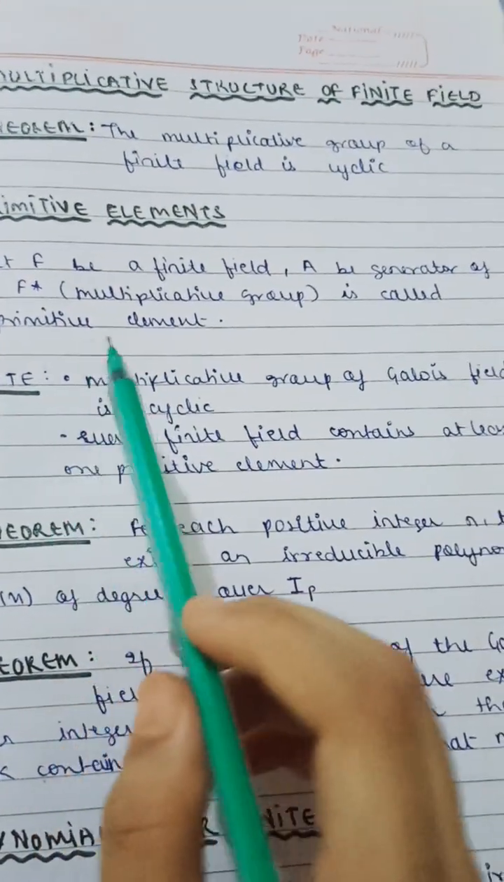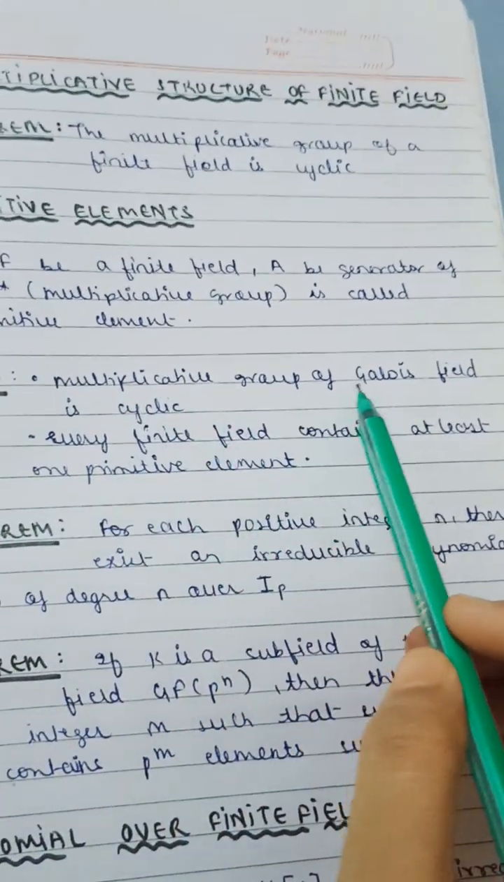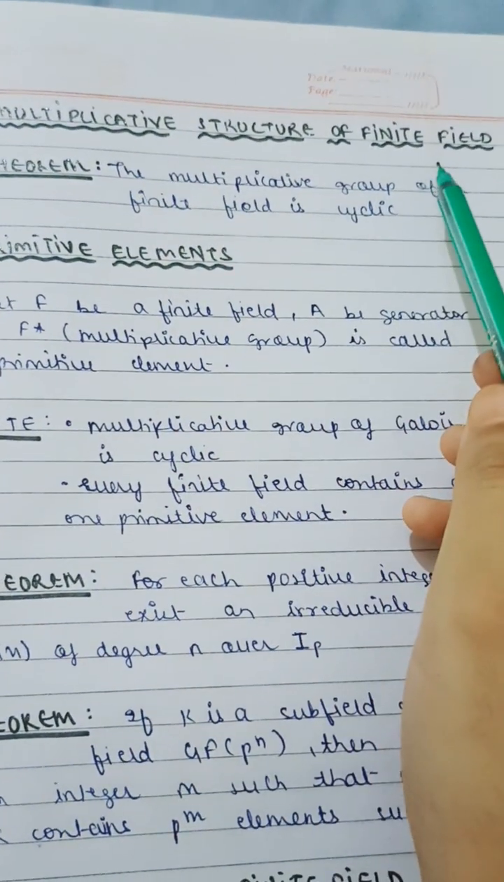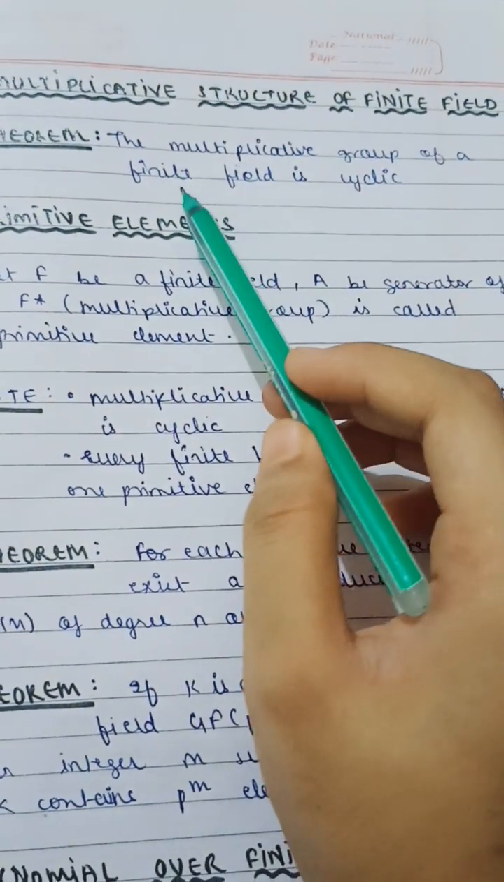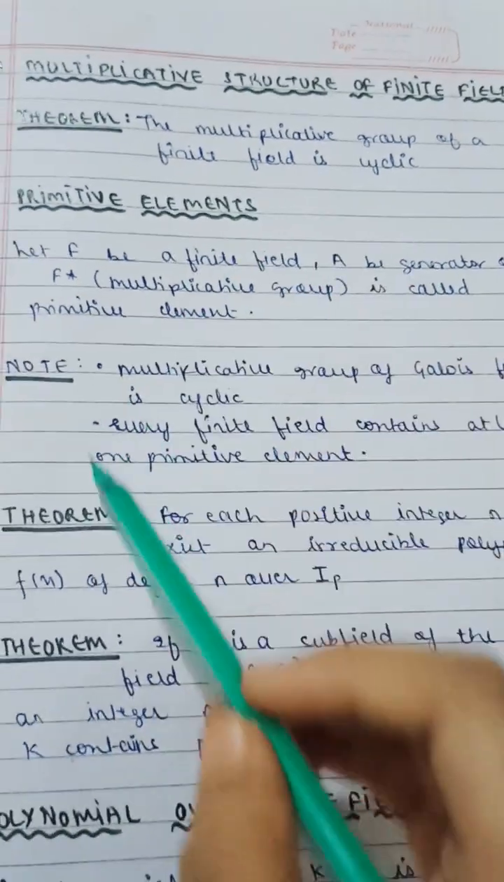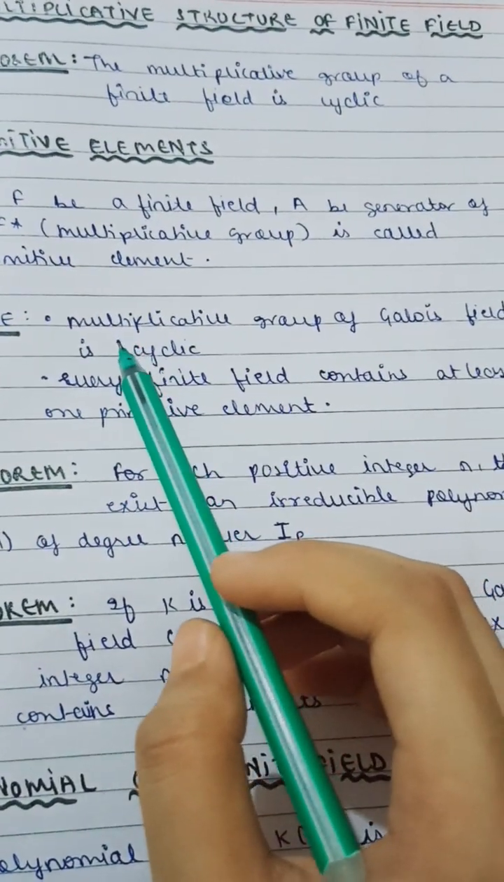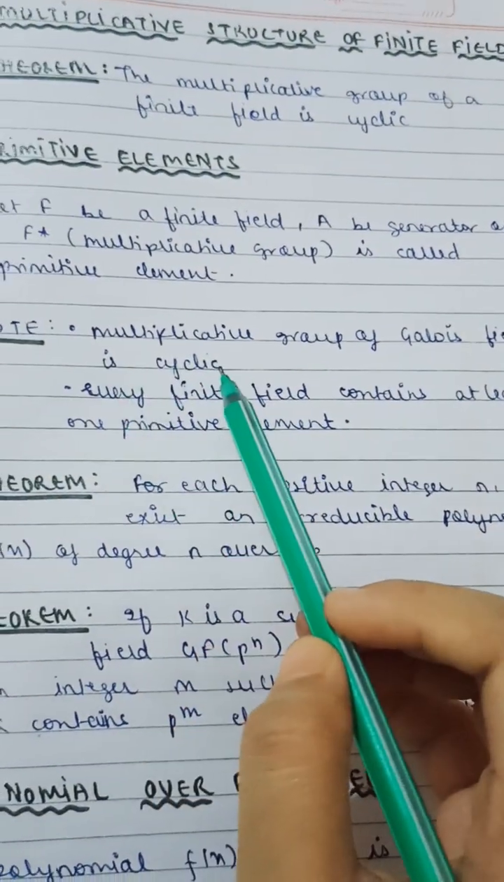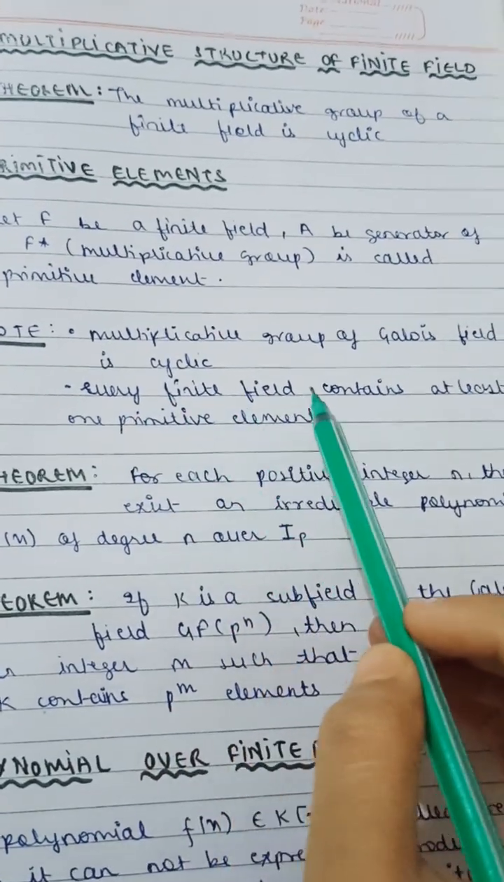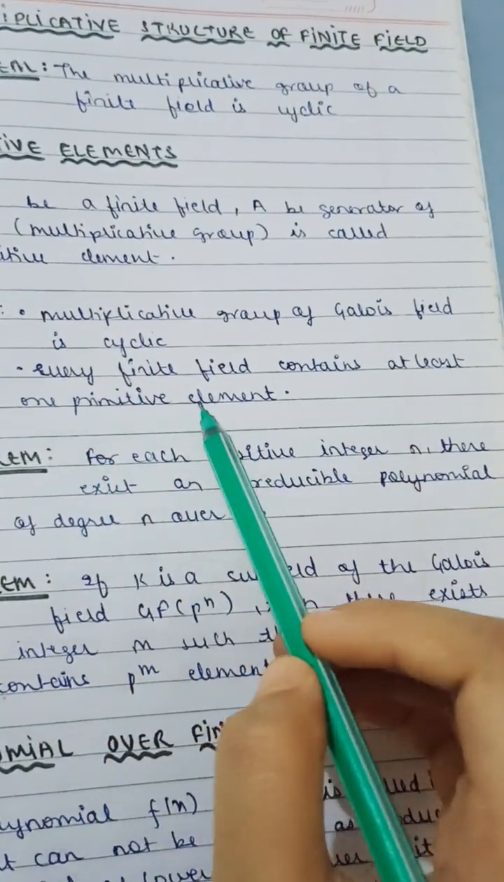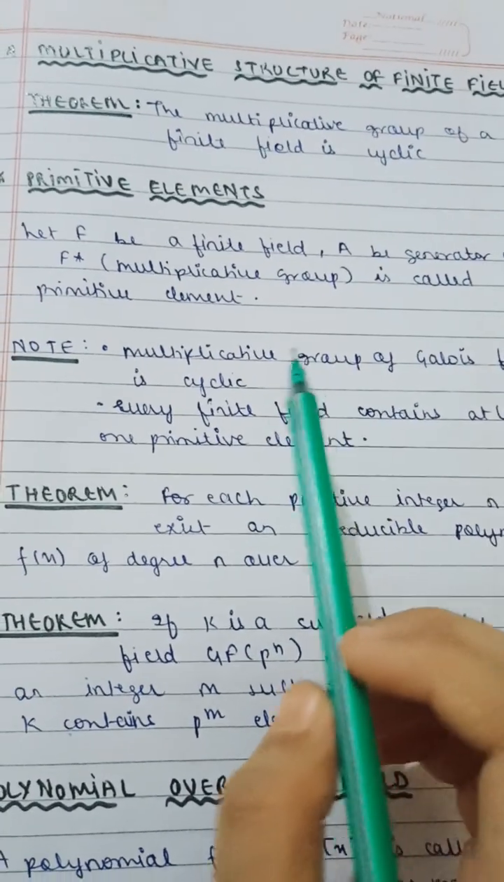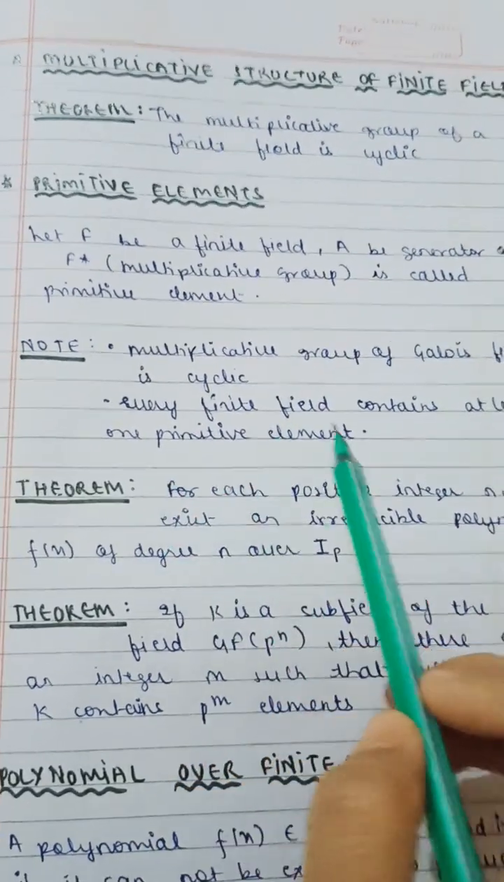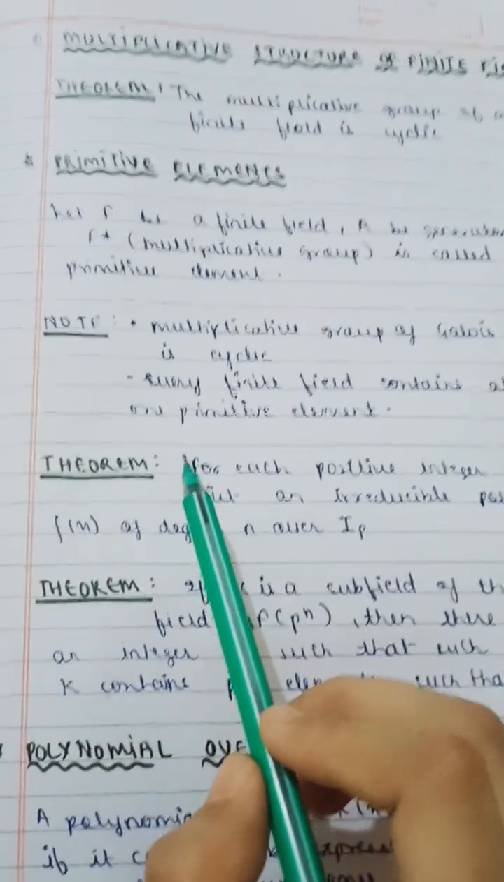It should be noted that the multiplicative group of a Galois field is cyclic. We have already seen this in the multiplicative structure of finite fields, and we can also see it from primitive elements. Second, every finite field contains at least one primitive element. So in every finite field there must be at least one primitive element generating the multiplicative group.